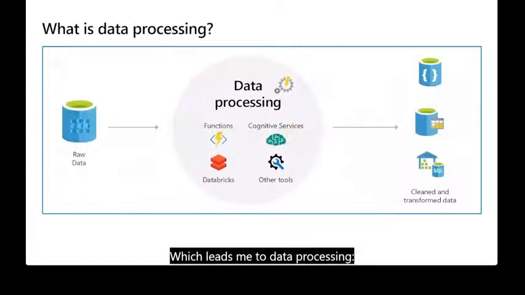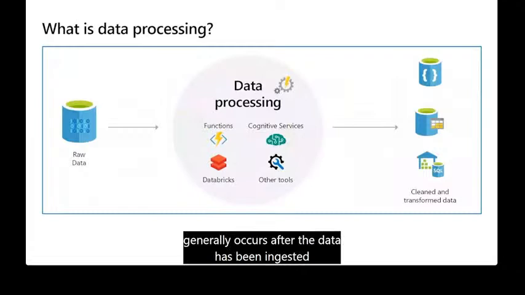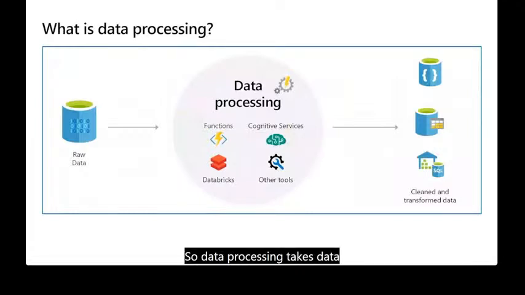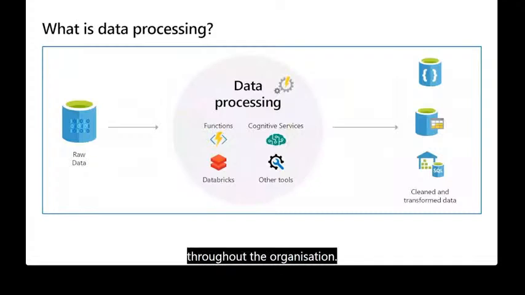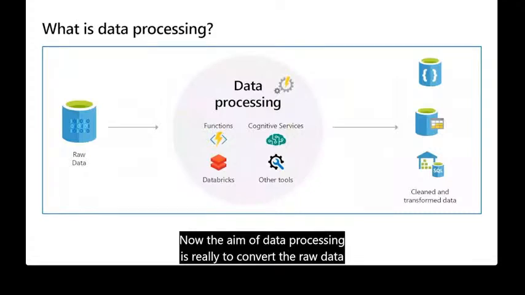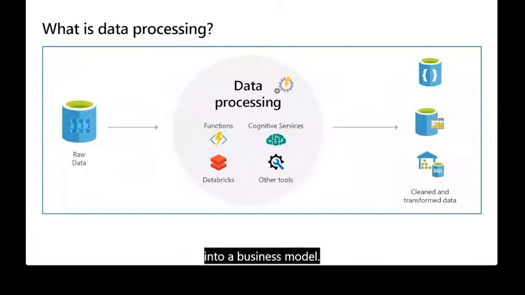Which leads me to data processing. The data processing stage generally occurs after the data has been ingested and or collected. Data processing takes the data in its raw format and cleans it, converting it into a more meaningful format that can then be stored in tables or graphs or document databases and so on. So the results can then be used to perform queries and generate visualizations to be consumed by employees throughout the organization. Now, the aim of data processing is really to convert the raw data into a business model.